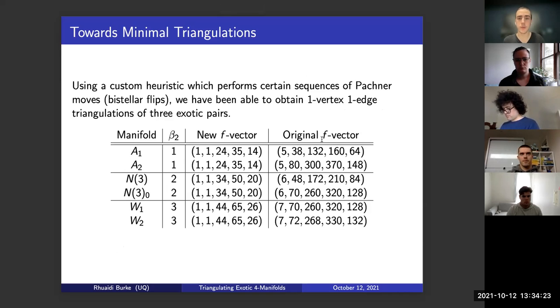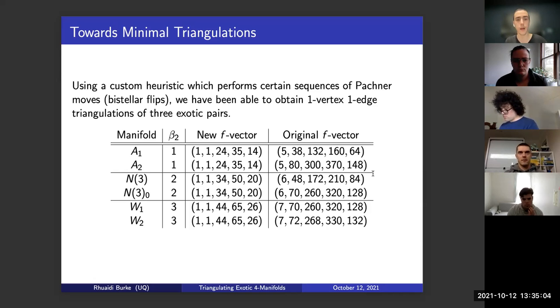So using a custom heuristic, which performs a certain sequence of Pachner moves or bistellar flips, I've actually been able to get down to one vertex, one edge triangulations of three of the exotic pairs I showed you before. So the bullet pair, the exotic nuclei, and that other CP2 connected-sum looking thing. And you can see compared to the original f-vectors, which the algorithm produces, this is still pretty good going, even with respect to the number of pentachora. So when you're looking at things like 132 or 148 pentachora, 14, 20, 26, pretty good going.